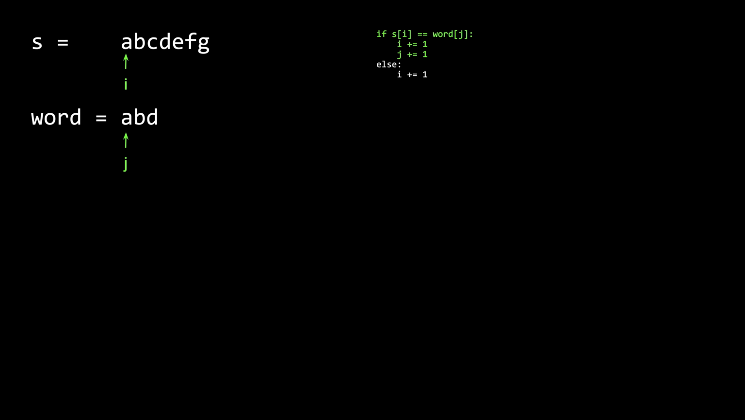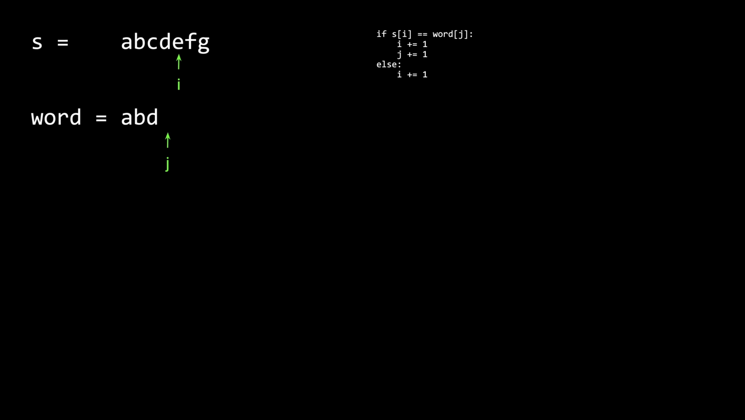Let's go through this example. To start off, A does match, so we enter the if case and increment both pointers. Next, B matches, so we increment both pointers again. Now C does not match D, so we increment only the I pointer. Next, D matches D, so we increment both pointers. And at this point, we have reached the end of the word, so this means ABD is a subsequence, and we would increment some total counter.